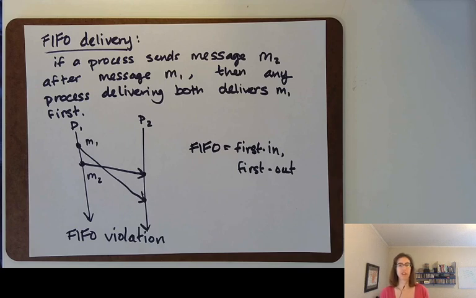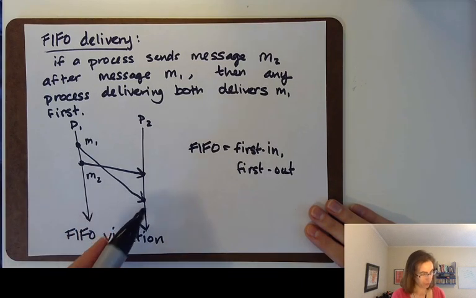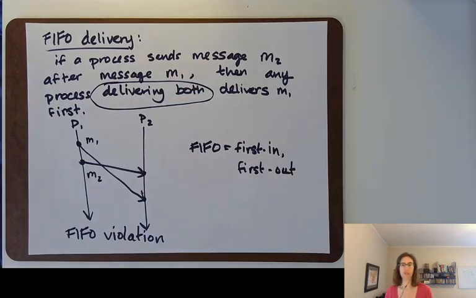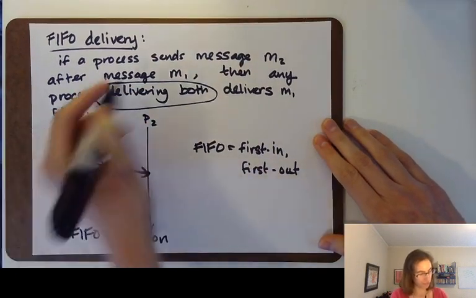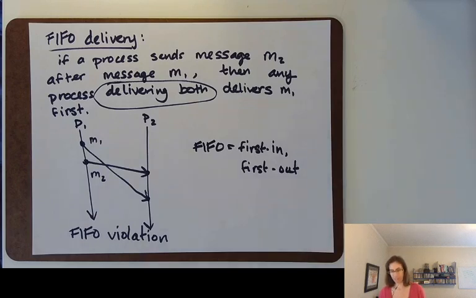A question being asked in chat right now is, how would process 2 know that there's a problem here if it never receives M1? That's why this delivering both is part of the definition of FIFO delivery. If it never actually receives both, then it's not a violation of FIFO delivery, because it can't deliver both unless it receives both. If it doesn't deliver both, then the premise of this if hasn't been satisfied, and so the property isn't violated. So this is why the ability to queue up a message and not deliver it immediately is important for enforcing things like FIFO delivery.